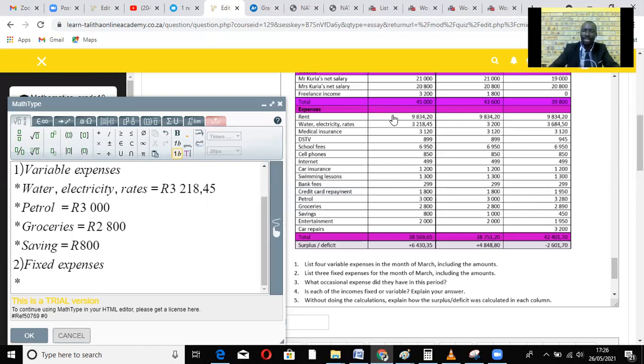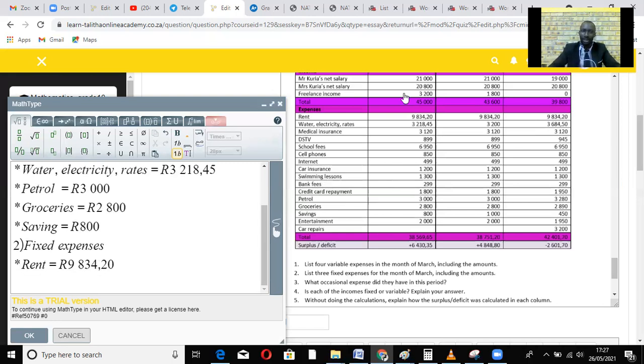So we want to look through and see what are some of these expenses that did not change. Well, starting with the first one, which is rent, you notice that rent in March and rent budgeted, also rent actual, did not change. So we would like to include rent as one of the expenses that did not change. And so the cost was 9,834.20. Yes, that is what we have for rent.